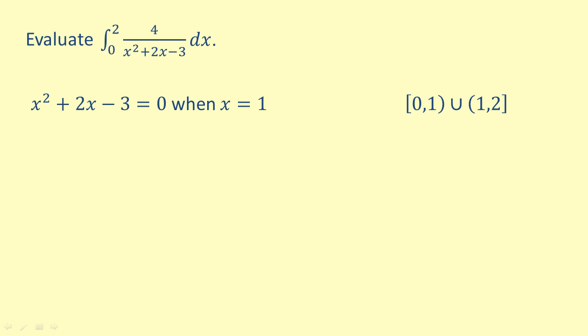The first region is 0 to 1, where 0 is included but 1 is not. The second region is 1 to 2, where 1 is not included but 2 is. To perform the integration, we need to use partial fractions to rewrite the integrand.